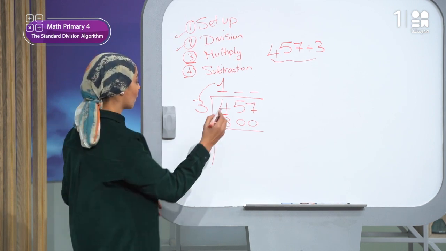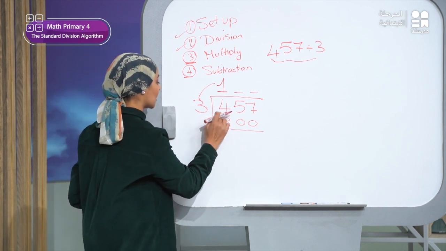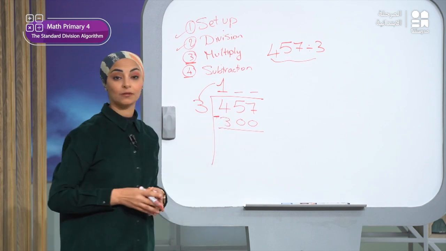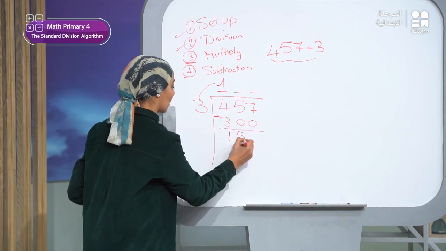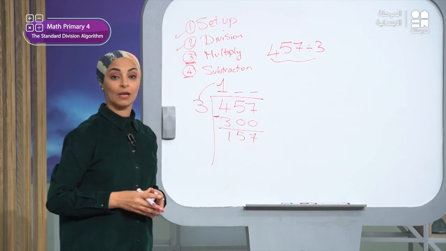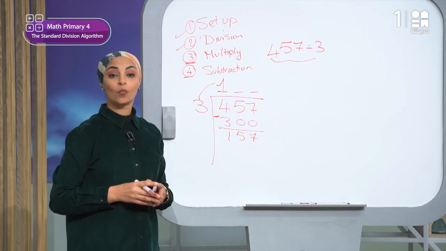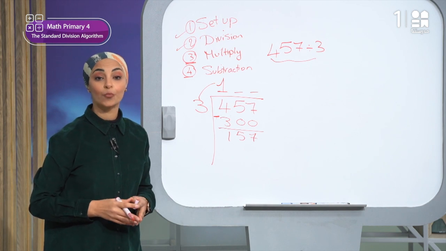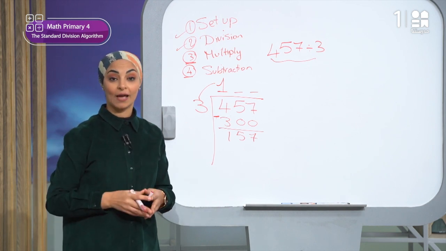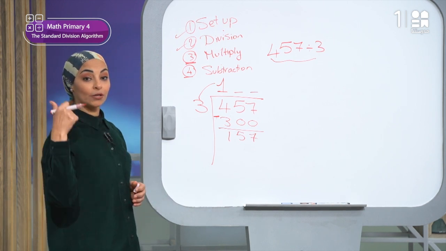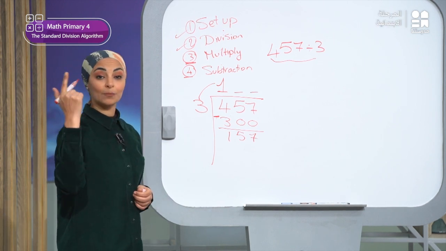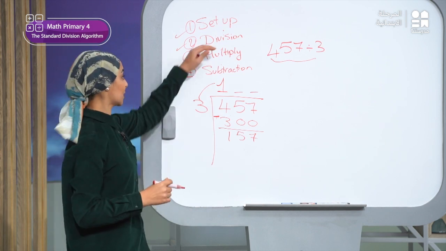I will make 457 minus 300. The answer is what? 157. I will write the answer here. Then what should I do? We know that after the first step, we repeat the same steps again. So now I will repeat. I will start with division, then multiplication, and then subtraction in order.